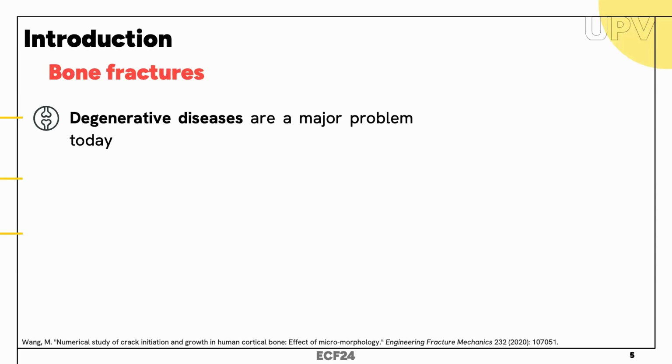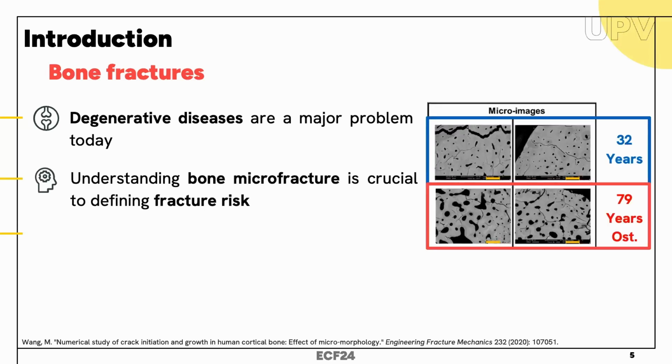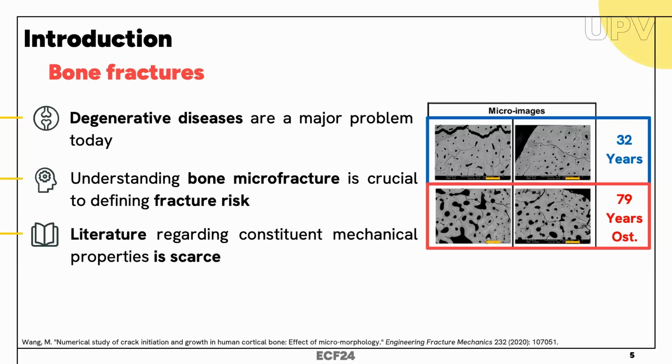Well, due to the elderly population, degenerative diseases in bones are a major problem today. And understanding bone microfracture is a crucial task to defining the fracture risk. Here I'm showing two micro images of a healthy bone of a 32-year-old human, and then a very osteoporotic bone. As we can see, the microstructure changed significantly, and most of the literature regarding the characterization of these diseases is focused on morphometric quantification, and work on the constituent mechanical properties is very, very limited. Usually just apparent properties are calculated.